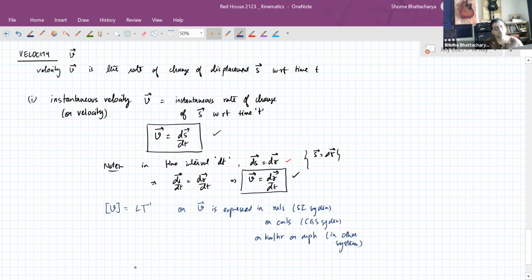You'll also remember this conversion. 1 kilometer per hour is equal to 5 by 18 meters per second, or the reverse of that. So this is a useful conversion while doing questions and problems.